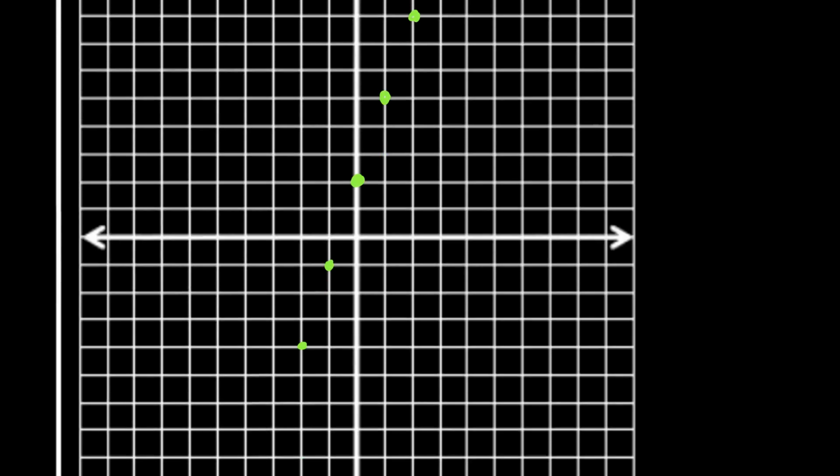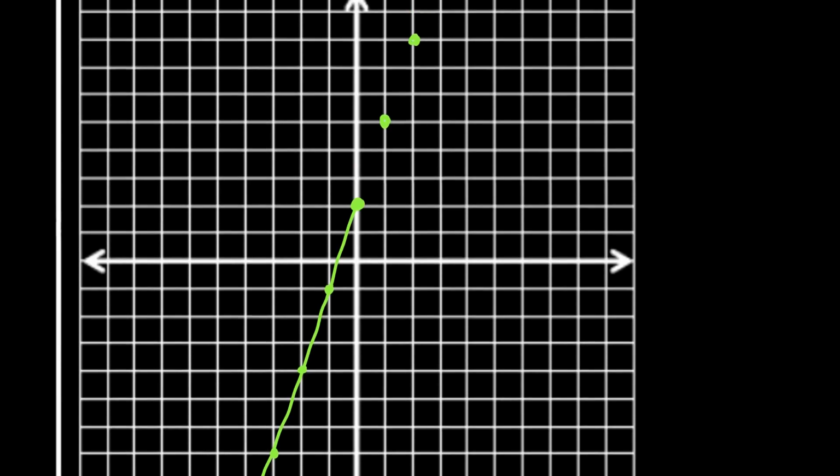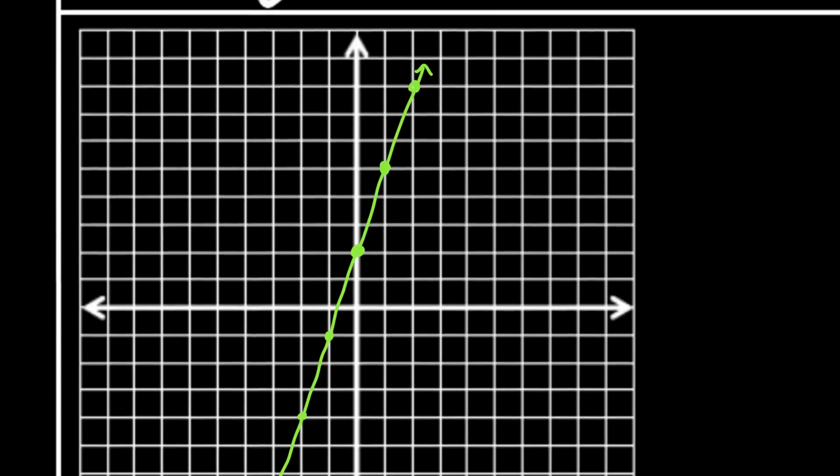Up 3 over 1. Up 3, which way 1? To the positive direction, to the right one. Up 3 over 1. Down 3 to the left one. So here's my line. This is the line y equals 3x plus 2.